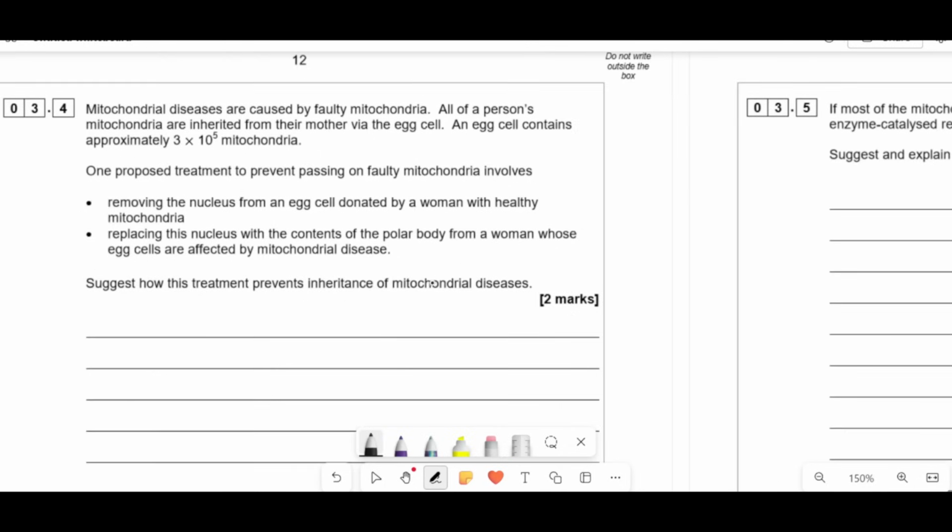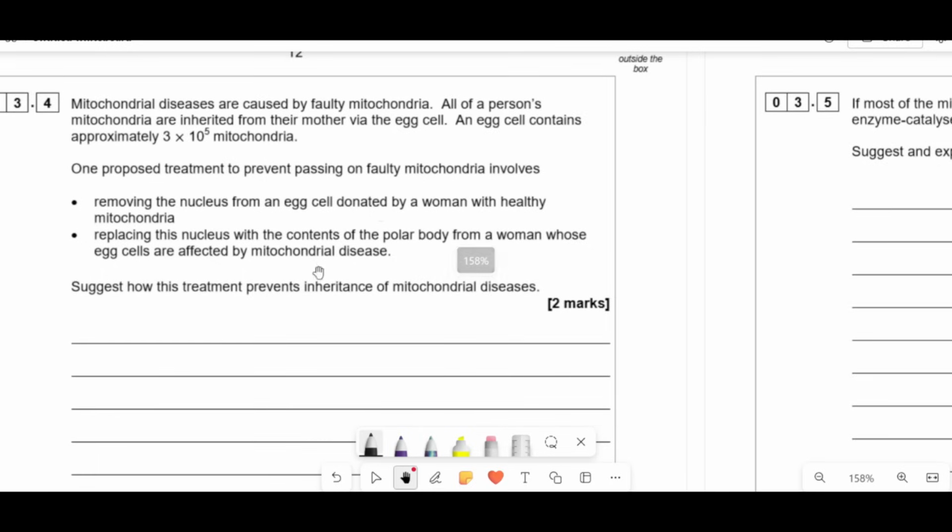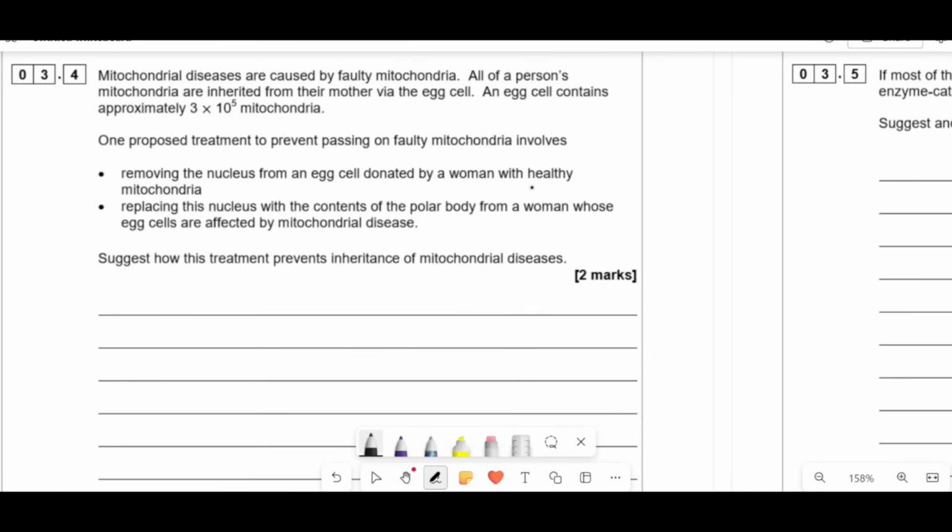There you go. So now it says mitochondrial diseases are carried by faulty mitochondria. All of a person's mitochondria are inherited from their mother via the egg cell. An egg contains this many mitochondria. One proposed treatment to prevent passing on faulty mitochondria involves removing the nucleus from an egg with healthy mitochondria, replacing this nucleus with the contents of the polar body from a woman whose egg cells are affected by mitochondrial disease. Suggest how this will prevent the inheritance of mitochondrial diseases.